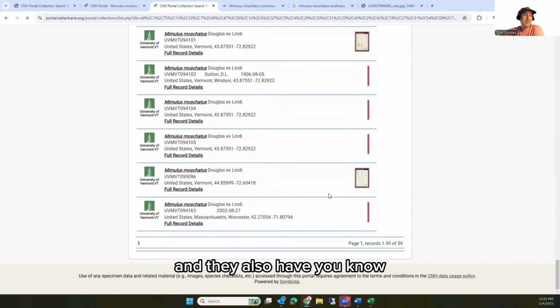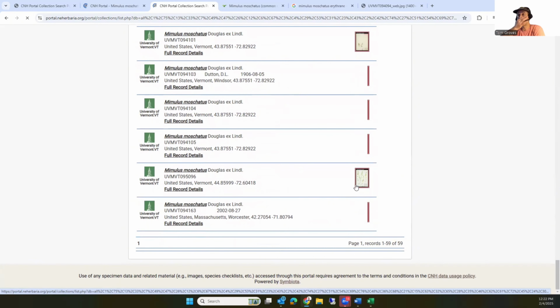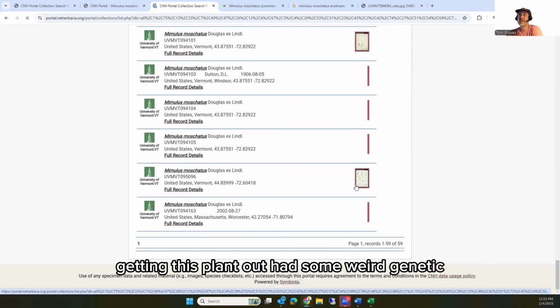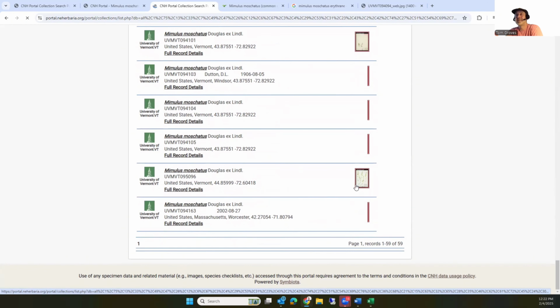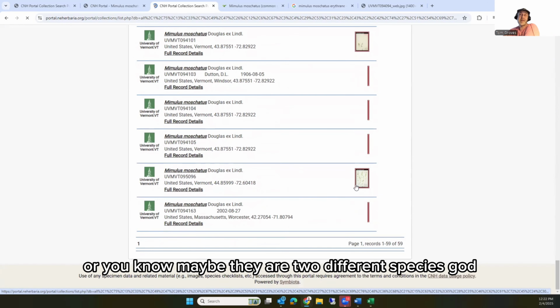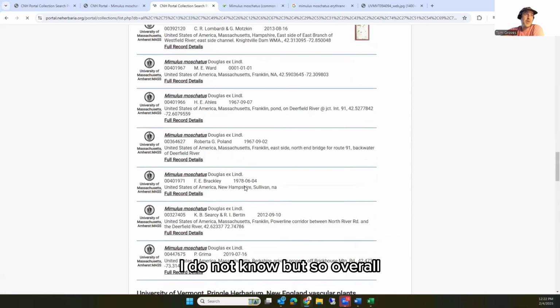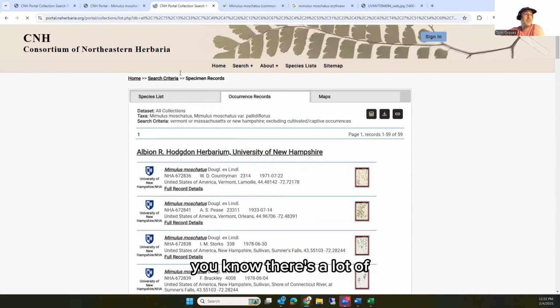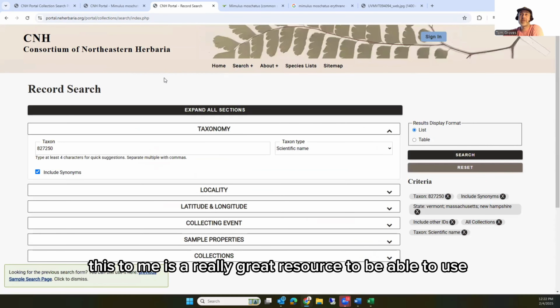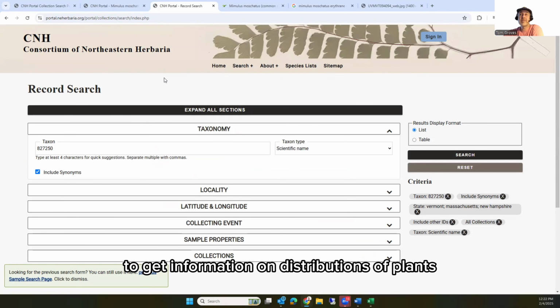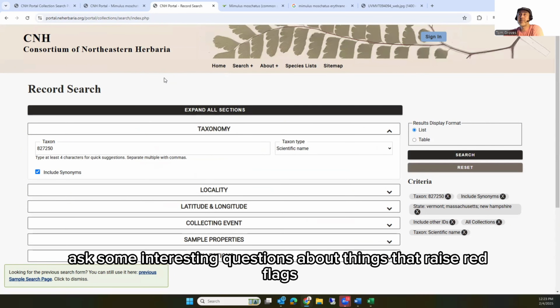And the scent of them has been gone. So maybe the person who was originally keying this plant out had some weird genetic variation that had a musky scent to it, or maybe they are two different species. I do not know. But overall, to me this is a really great resource to be able to use to get information on distributions of plants, historical distributions of plants, and ask some interesting questions about things that raise red flags.